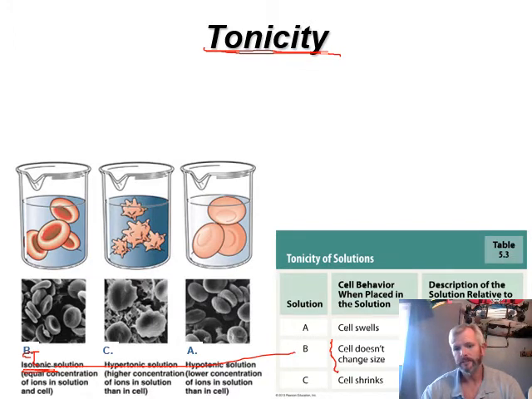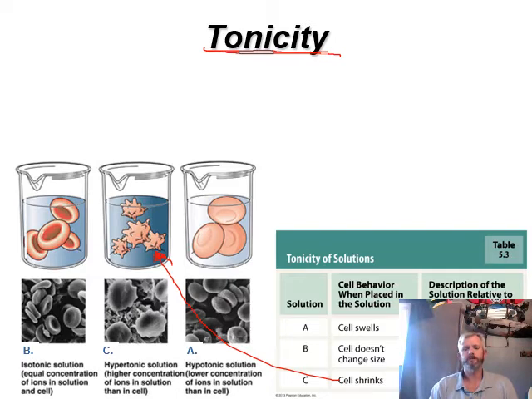Now, we'll look at C. Got flipped around. A hypertonic solution. What happens in a hypertonic solution? The cells shrink. They do what's called crenate. They shrivel up. So let's look at C. This is a hyper. So a hypertonic solution causes the cells to shrivel.